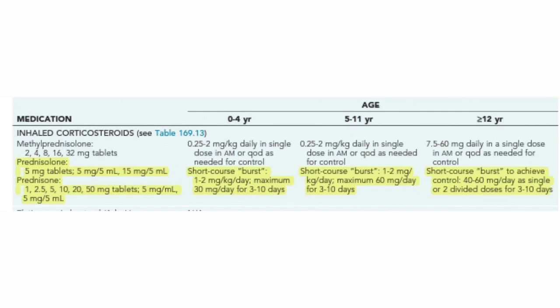For 5 to 11 years, it is given as 1 to 2 mg per kg, that is the usual dose, and the maximum dose is 60 mg for 3 to 10 days. And for more than 12 years, it is again given as 40 to 60 mg per day as a single dose or 2 divided doses for a period of 3 to 10 days. So for 0 to 4 years, the maximum dose is 30 mg, for 5 to 11 years, the maximum dose is 60 mg, and for more than 12 years, we will directly go for 40 to 60 mg per day as a single dose or double dose, given for a period of 3 to 10 days.